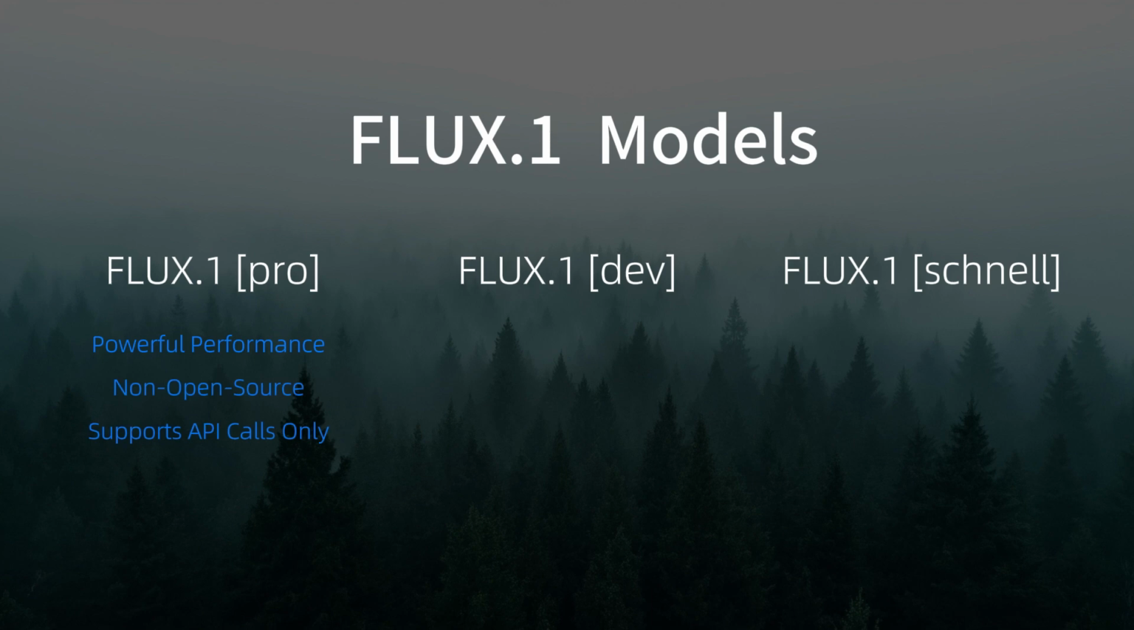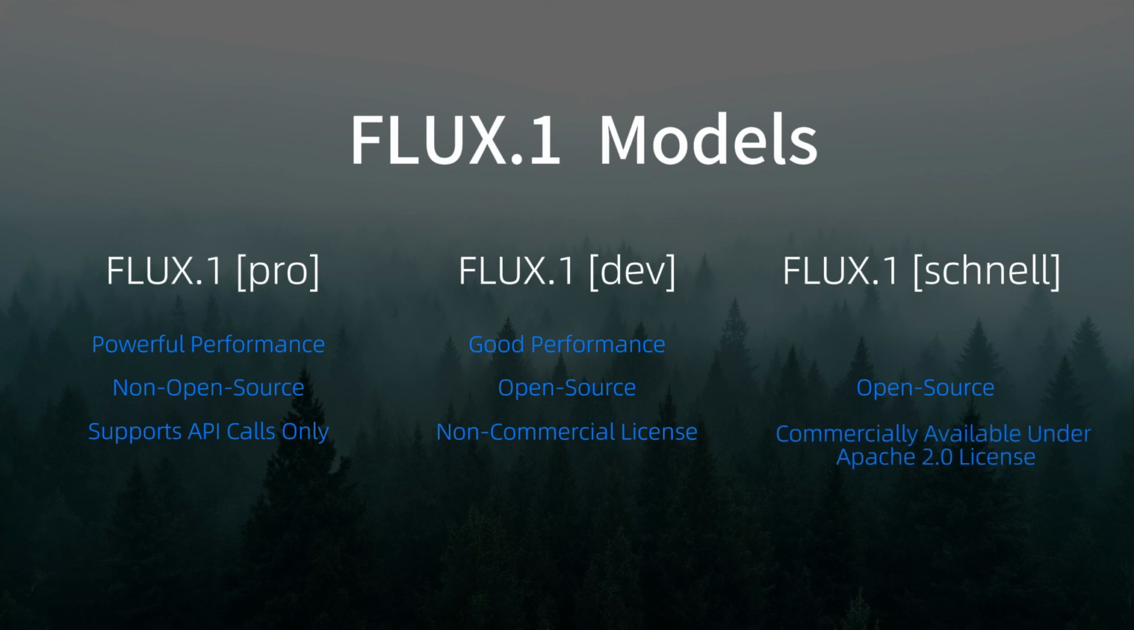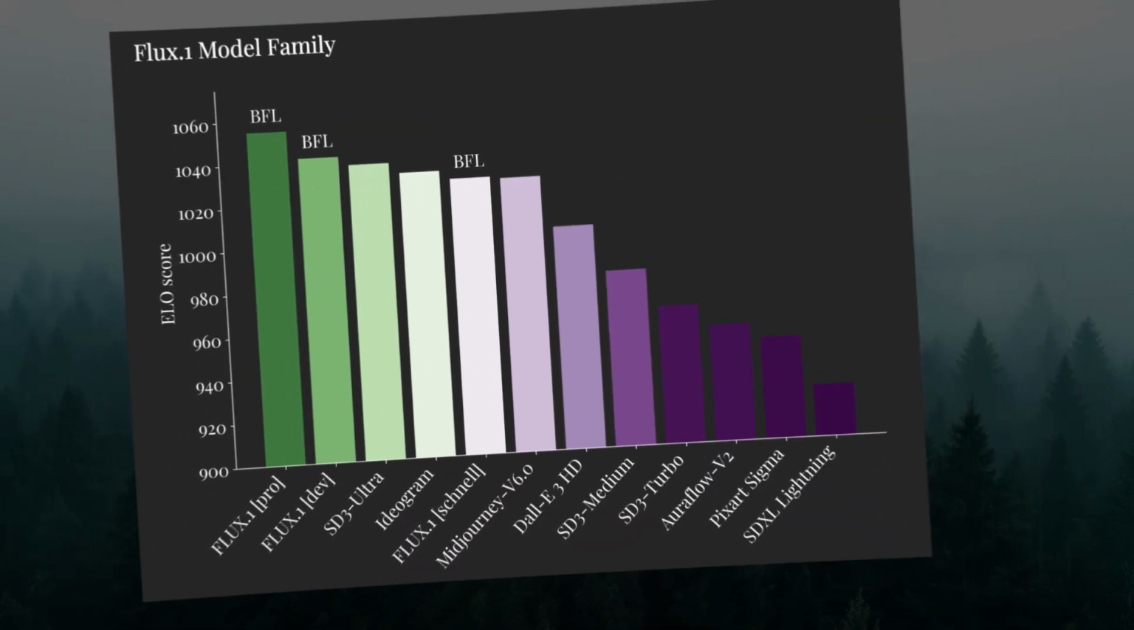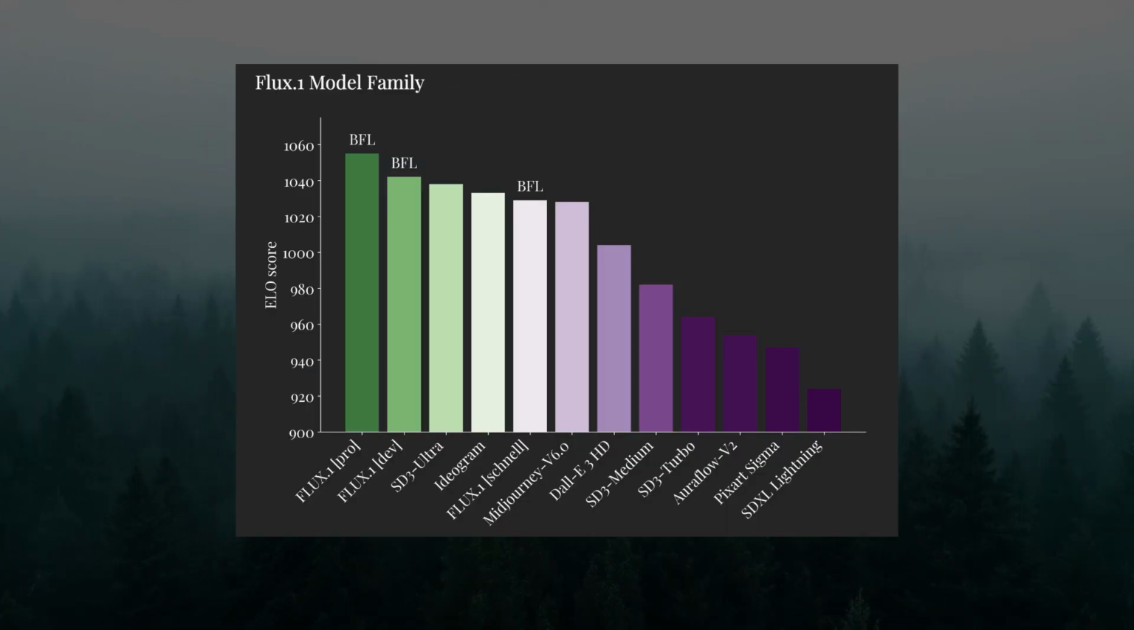The Dev and Schnell versions of the models are open source and can be used locally in ComfyUI. Among them, the Dev version has better performance but has a non-commercial license, similar to SD3 Medium. The Schnell version, on the other hand, uses an Apache 2.0 license, making it available for commercial use. However, it's a fast model similar to Turbo, focused on generation speed, so its performance is slightly inferior to the Dev version. However, according to the benchmark charts provided by Black Forest, even the Schnell version scores higher than Midjourney v6.0.